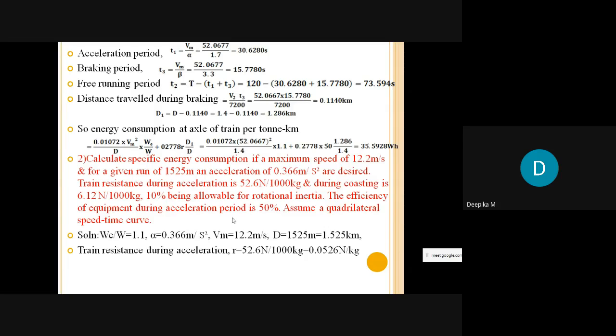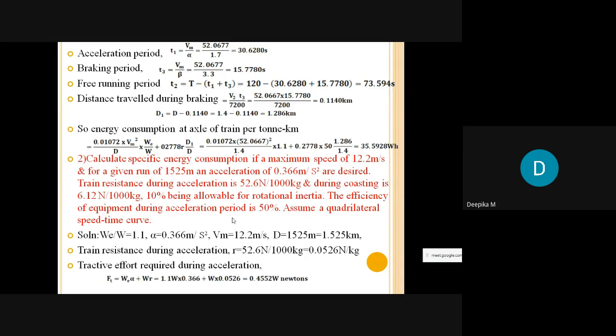Hence, we could write it again, because 1 ton they have directly given, which is 52.6 Newton per ton. Instead of Newton per ton, which is nothing but 1000 kg, they have written. Hence, it is 0.0526 Newton per kg.